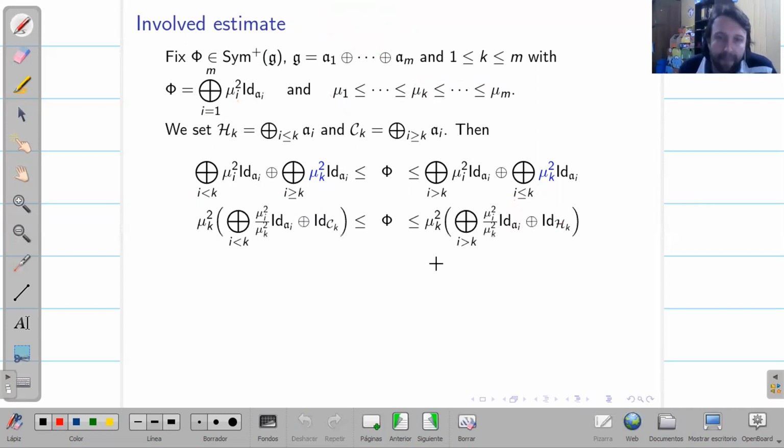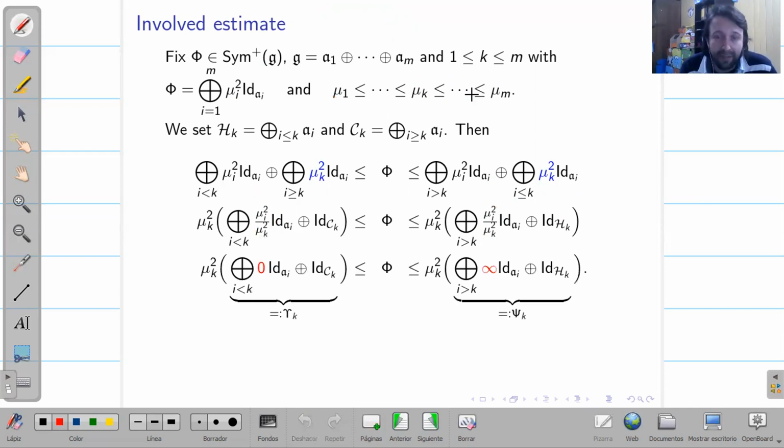So we take common factor mu k here, and note that this number is less than or equal to 1, and this number is greater than or equal to 1, right? Because of this.